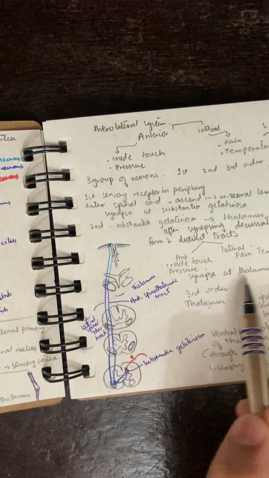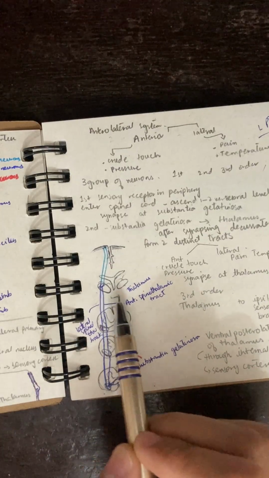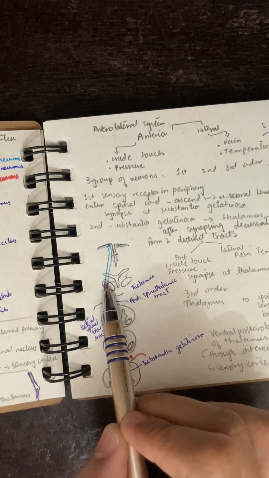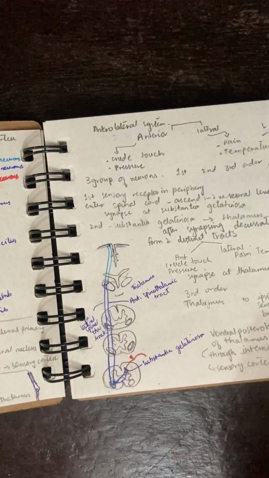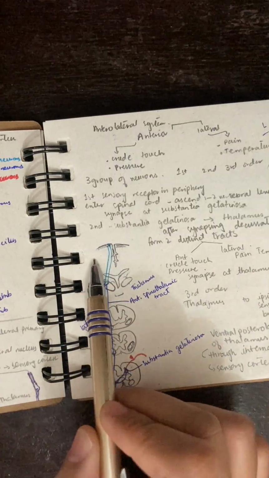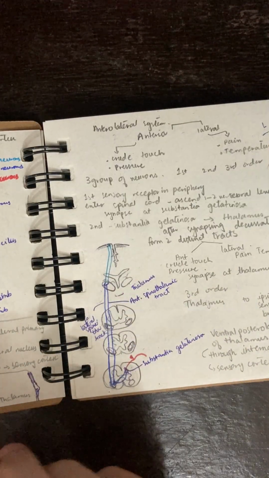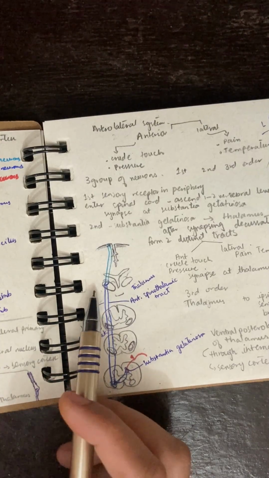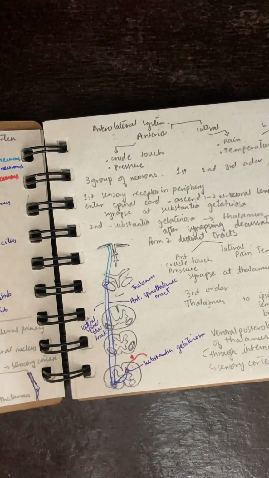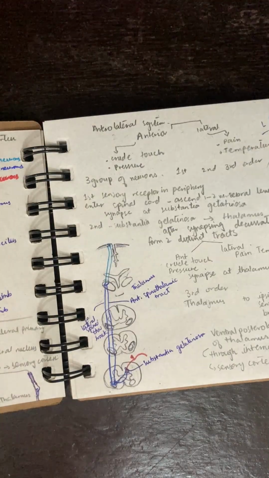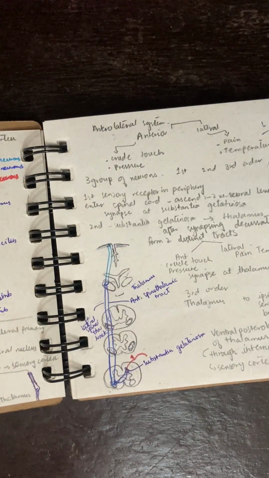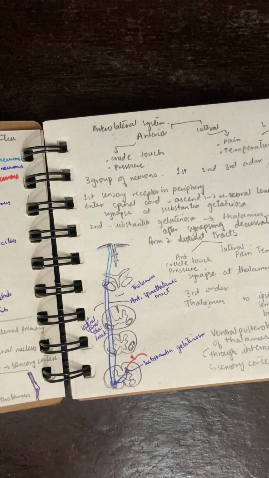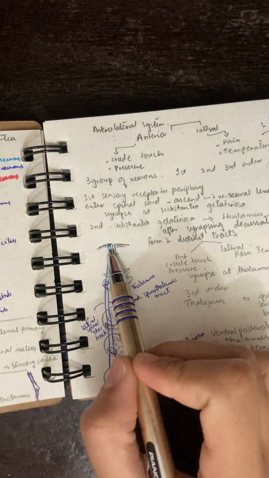Now they synapse at the level of thalamus, and at the thalamus, third order neurons start, which go to the primary sensory cortex in the brain. In the thalamus, there is the ventro-posterior lateral nucleus for both the anterolateral system and the dorsal column medial lemniscal system. And information is carried through the internal capsule to the sensory cortex.